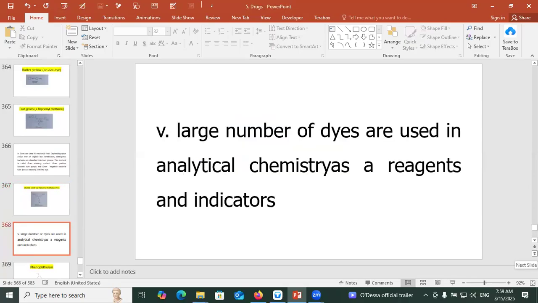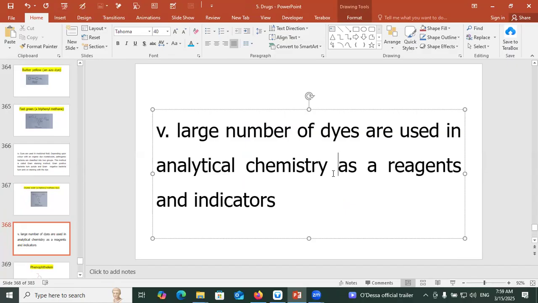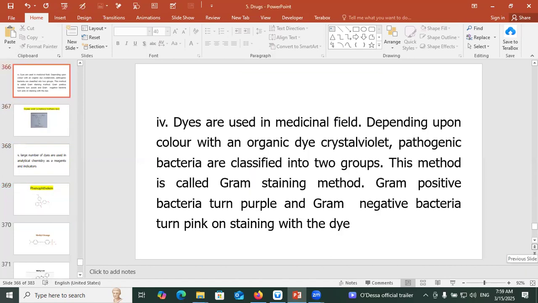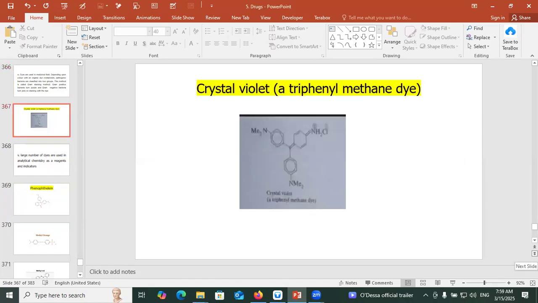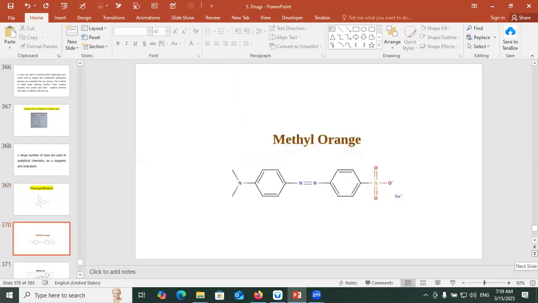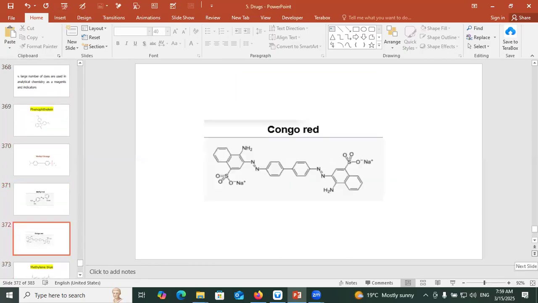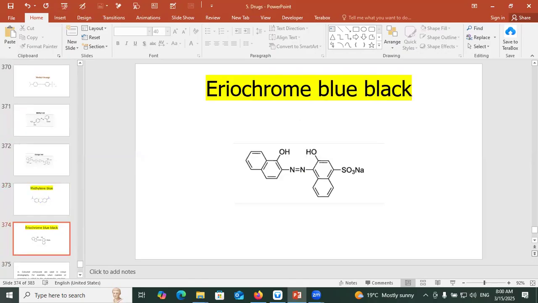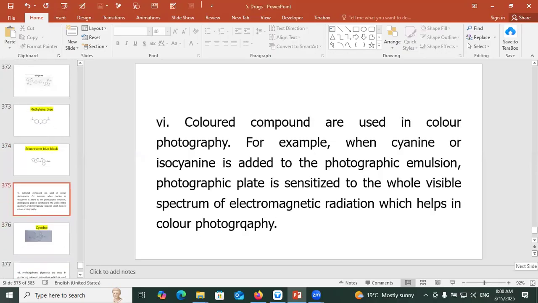A large number of dyes are used in analytical chemistry as reagents and indicators: phenolphthalein, methyl orange, methyl red, Congo red, methylene blue, eriochrome blue black.